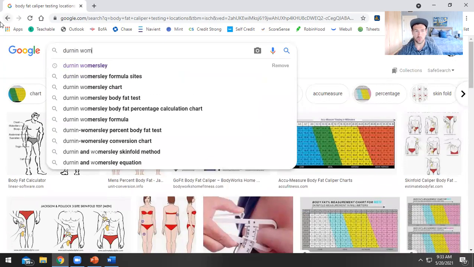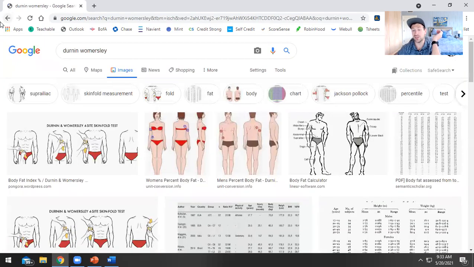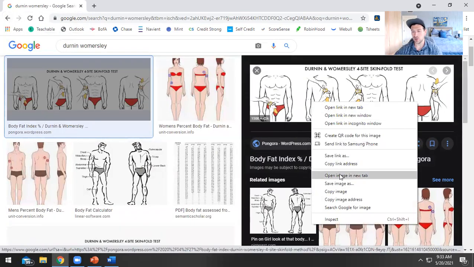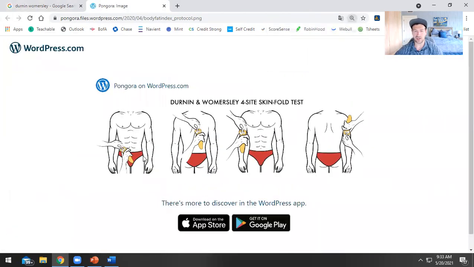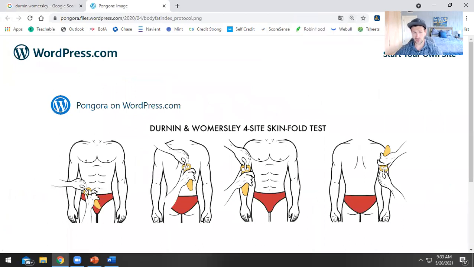Durnin-Womersley is a little bit different. This is a 4-site method instead of a 3-site method. You're going to pinch just above the pelvis on the iliac crest, a little bit off to the side of the belly button, just above that little knob on the hip. You're also going to do the subscapular, 1 to 2 centimeters below where their scapula is. The bicep, you go halfway between the shoulder and the elbow. And the tricep, halfway between the shoulder and the elbow.